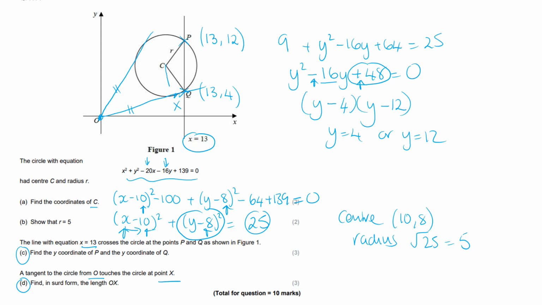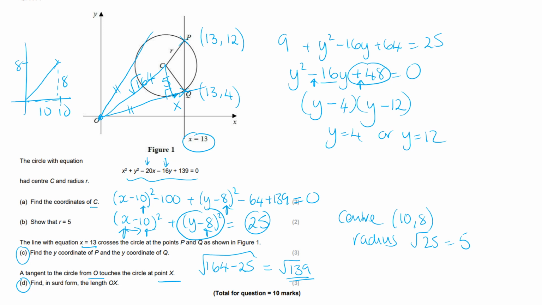Now we know that when you have a radius meeting a tangent, they meet at 90 degrees. And then if we go up to the centre, we know because the centre is at (10, 8), then the length of that line, just doing some Pythagoras on that, so it'll be 10, 8, is going to be the square root of 164. We know that the radius is 5, so if we do some Pythagoras on that right angle triangle and do 164 minus 25, take the square root of that, OX is going to be the square root of 139.